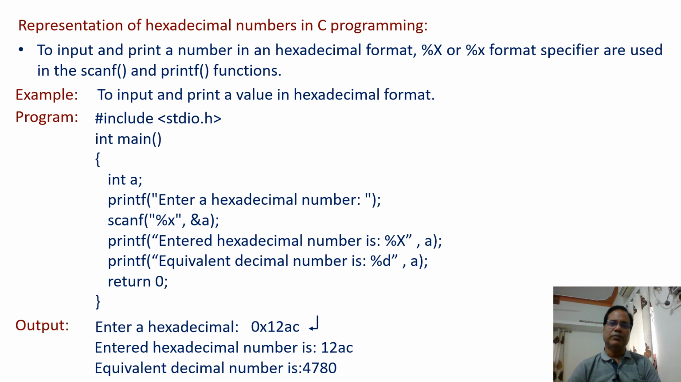this number displayed. So in this way we can read the hexadecimal number and display it on the output screen simultaneously. If we want to know the decimal equivalent of the hexadecimal number, just change the format specifier, and we can get the decimal equivalent of that number.